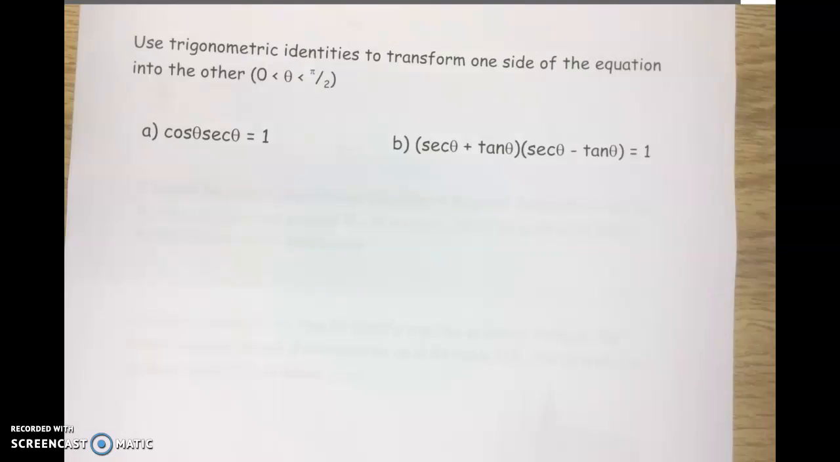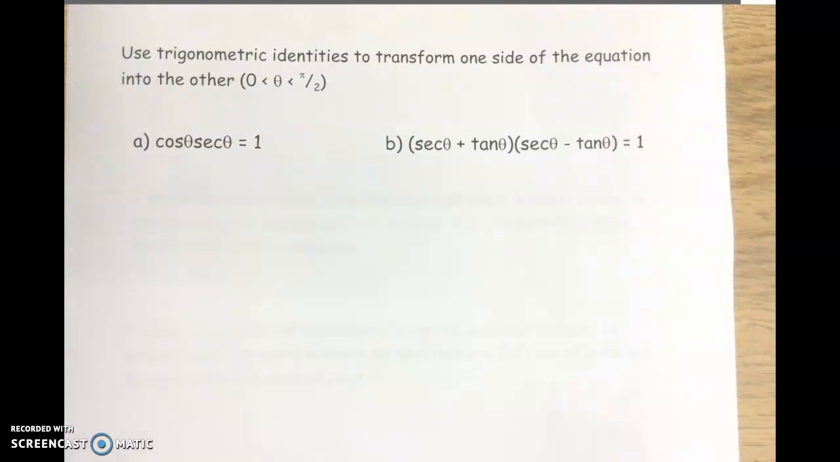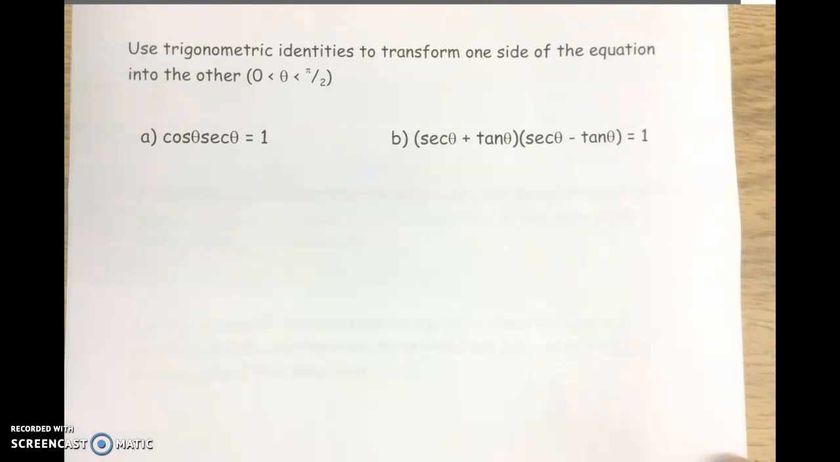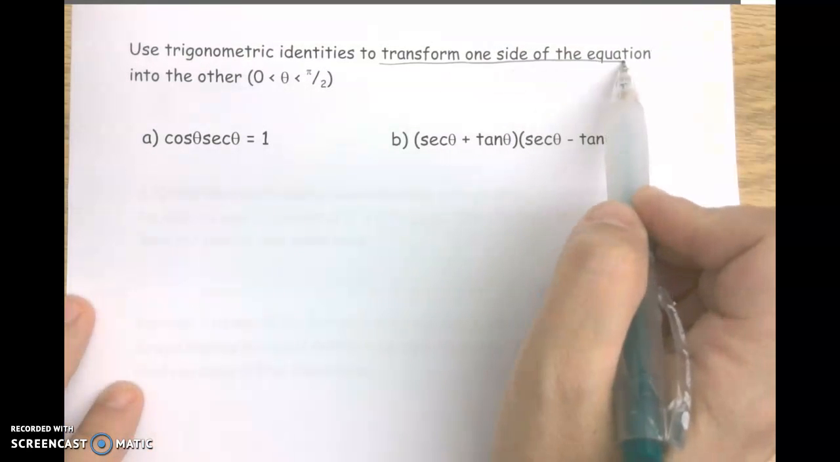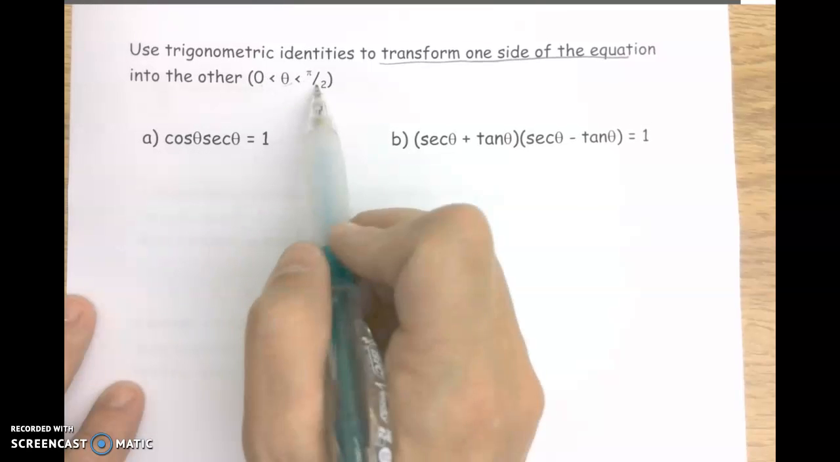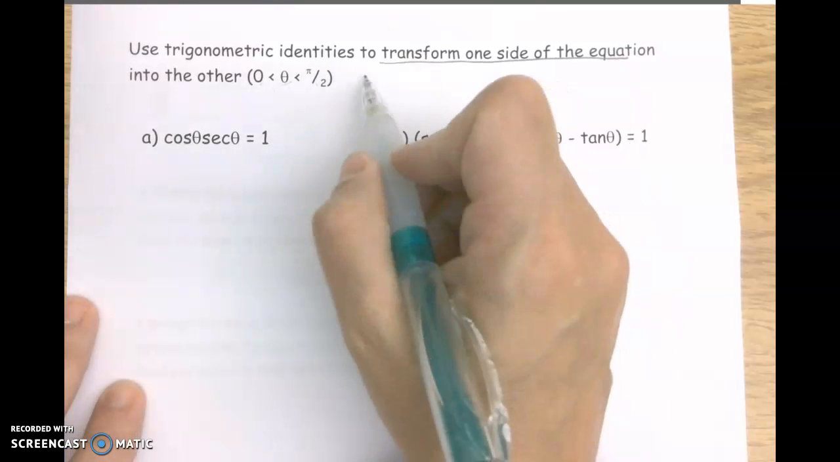All right, the other thing to talk about is using identities to simplify equations or to transform one side of the equation to the other. Where theta is between 0 and pi over 2, that just means we want all positives.